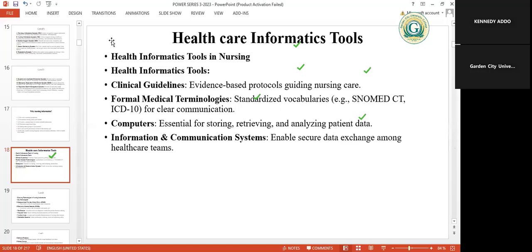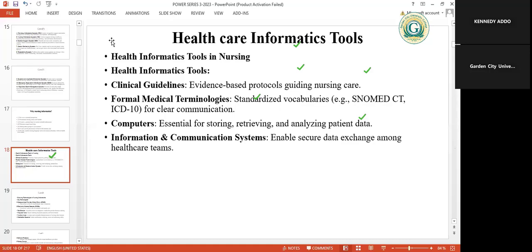Computers do not work in isolation. They work in synergy with software. So the guideline has been transformed into software that interfaces with computerization, so that it can assist us in decision making. Then we have formal medical terminologies. We are looking at a way of communication. The vocabularies are some languages. On the computer system, we try to have a shorthand form of communicating information among care providers.